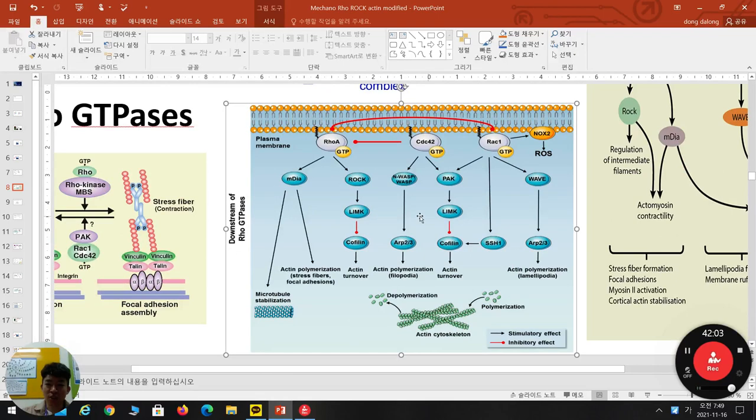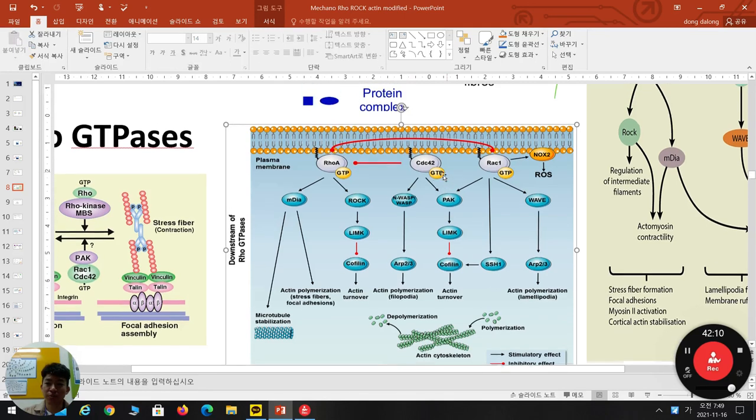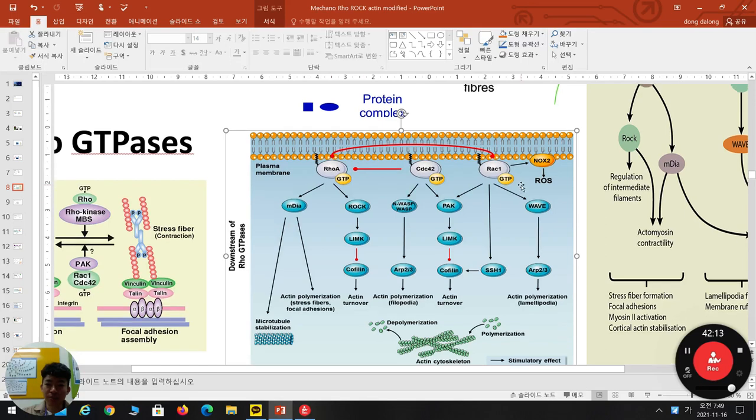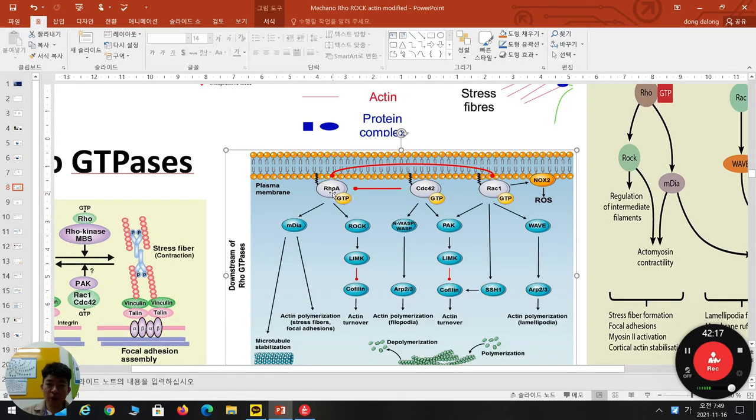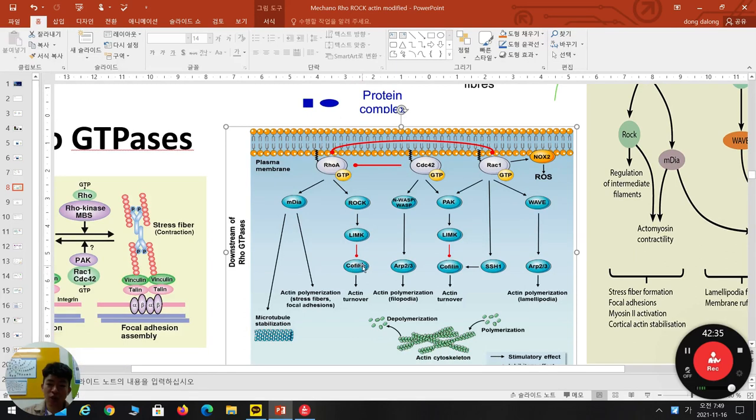Okay, and then let's see another figure. This is all what we call the Rho GTPase. Rho activates ROCK. Rho, RhoA, Rho-GTP is the same thing. So Rho, ROCK, and mDia, LIMK, cofilin is deactivated, and actin. This cofilin is in charge of actin depolymerization. So because of this LIMK kinase, this cofilin is deactivated, so they can make more F-actin. And from the mDia, actin polymerization and microtubule stabilization.